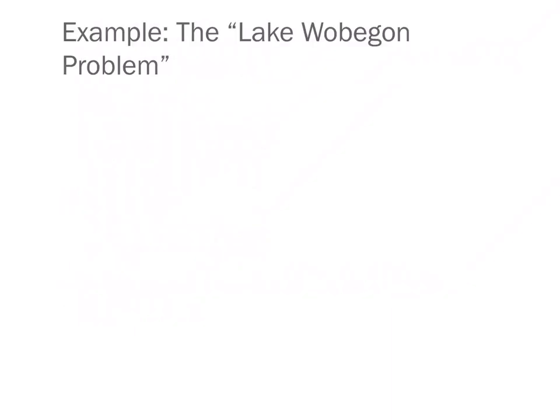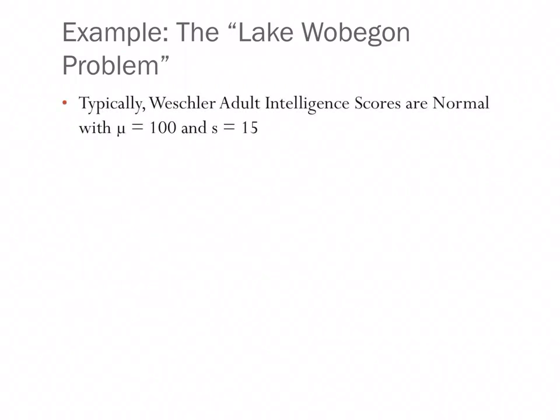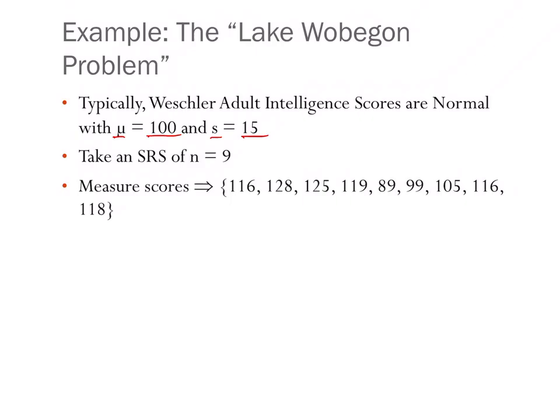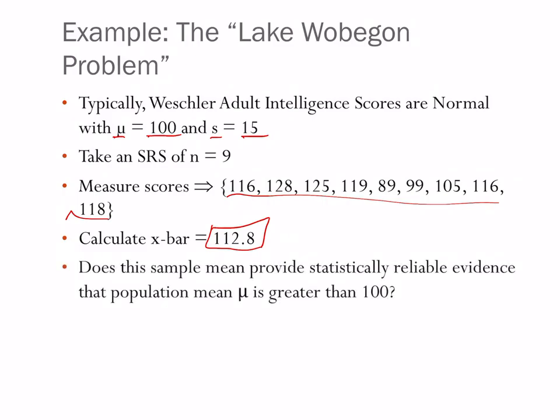So here's an example of the Lake Wobegon problem. Typically, adult intelligence scores have a normal distribution with a mean of 100 and standard deviation of 15. We're going to take a simple random sample of 9 people from Lake Wobegon, and these are the intelligence scores they got on the exam. This is your data set. If you add them all up and divide by 9, you calculate your x bar as 112.8. So does the sample mean provide statistically reliable evidence that the population mean is greater than 100?